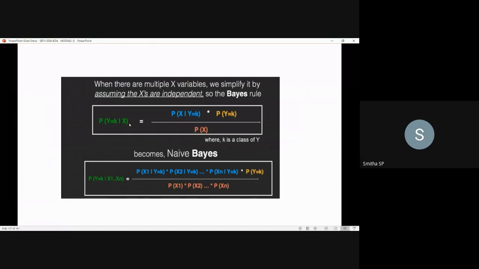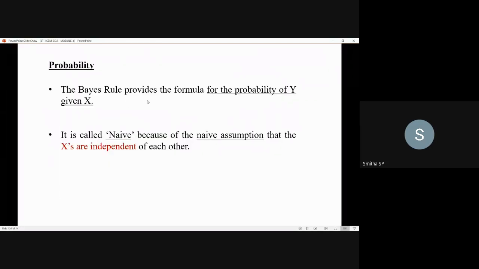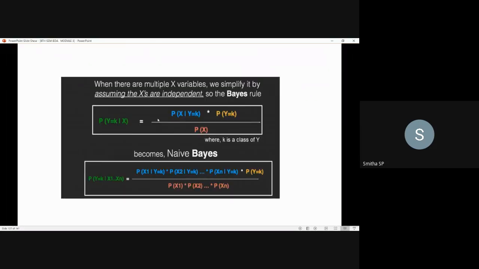Now for this probability, this is the Bayes rule which you can observe here in the computation. And from this Bayes rule, when we make the x variables independent, we will get naive Bayes. So P of y equals k given x is the formula you can see for the Bayes rule. Next, by making the x variables independent, we will get the naive Bayes rule. That's what they have said here.